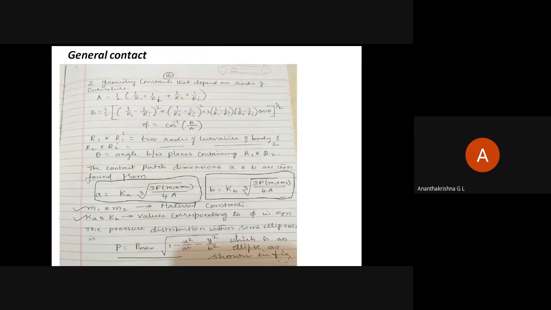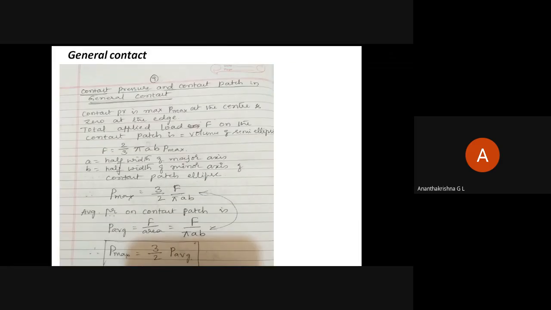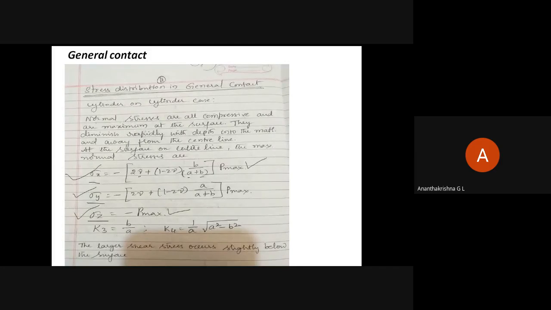So how do we find out P max? It is 3 by 2 times the average pressure. So how do we find the average pressure? It is F by area, that is F by pi into A into B. A is the half width of the minor axis, B is the half width of the major axis. So this is how we get P max. That P max we substitute over here to get the stress distribution in general contact. That is, we will find out sigma x, sigma y, and sigma z. Is that okay? Same principle that we followed in the cylindrical and spherical contact discussion.